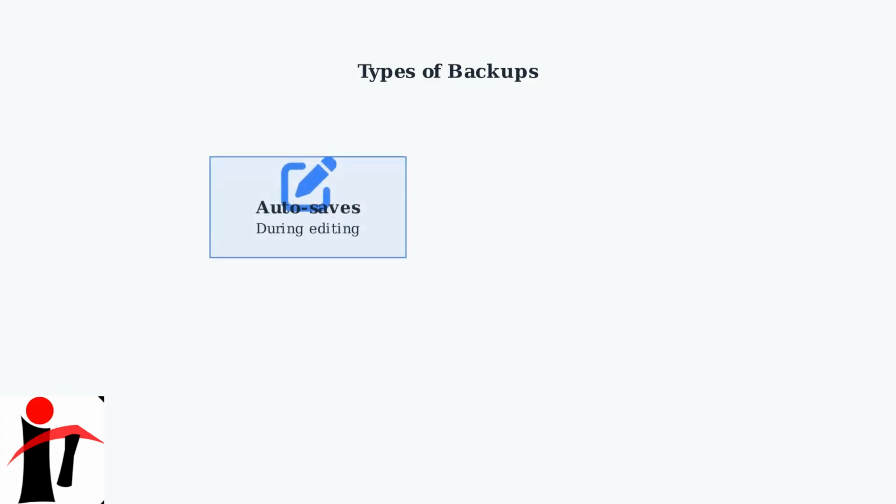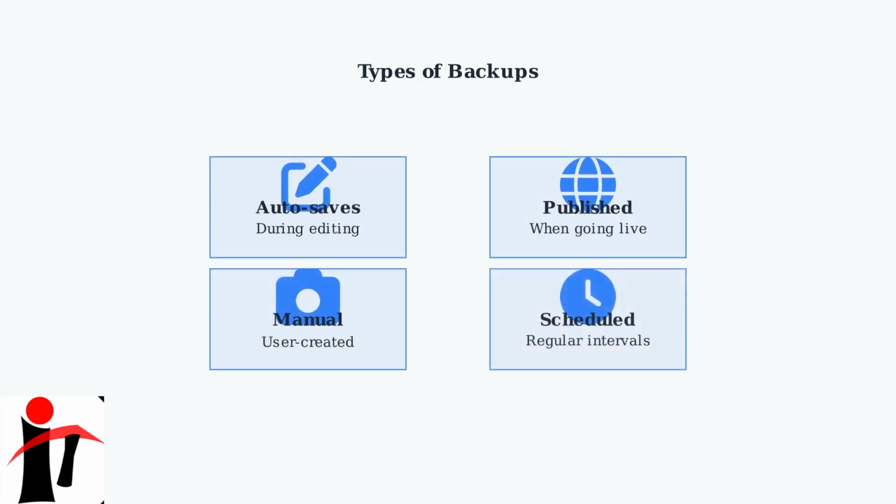GoDaddy creates 4 different types of backups. Autosaves happen while you're editing. Published versions are created when changes go live. You can create manual snapshots anytime, and scheduled backups run automatically at regular intervals.